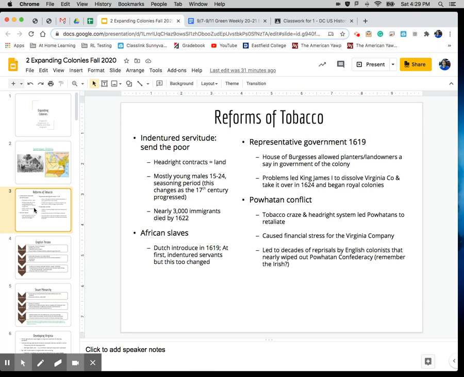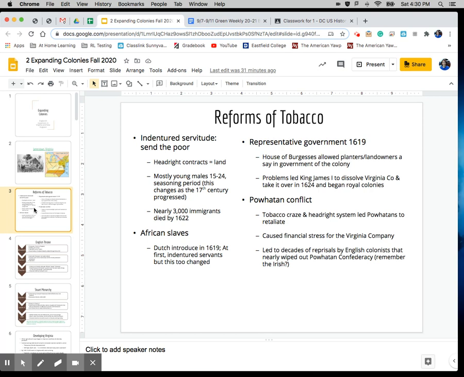But the gist of it is that you have people coming over. They're in these contracts that are essentially requiring them to work, right? And if they get sick, if they get hurt, or they don't do their job right, or they break the rules, they can have time added on to their contract.